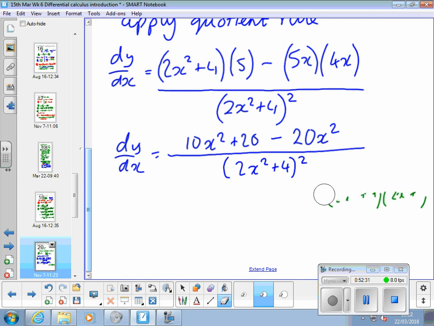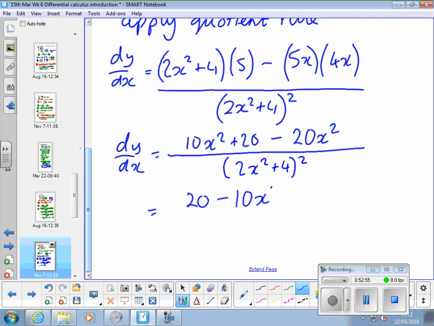So what does that top line actually come out to in its simplest form then? The best thing to do is, look, we've got 20, take away 10x squared, take away 20x squared is minus 10x squared, all over 2x squared plus 4 all squared.